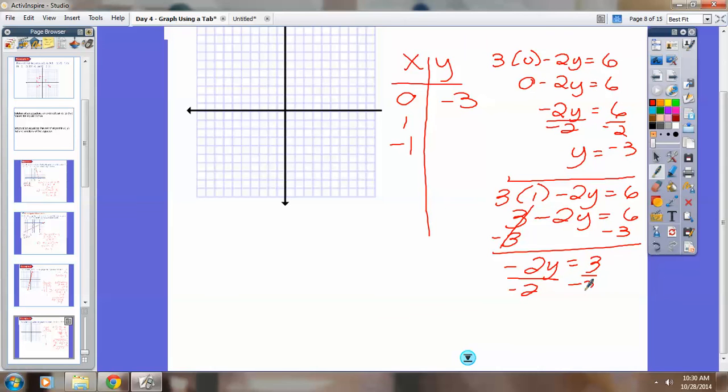Divide by negative 2. Y is 3 divided by negative 2, which is negative 1.5. Please write this down, guys. You should be doing this with me.